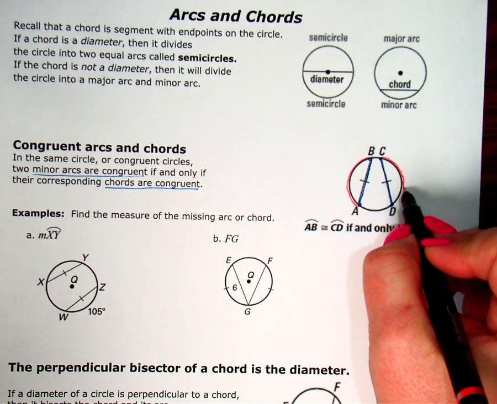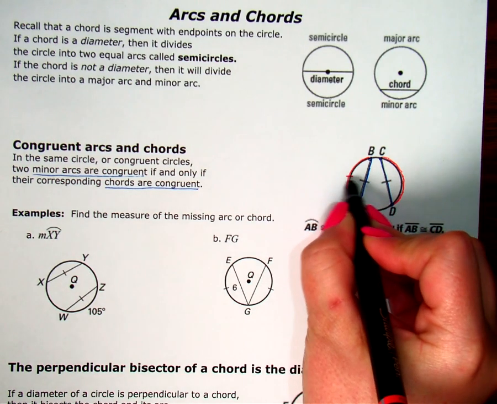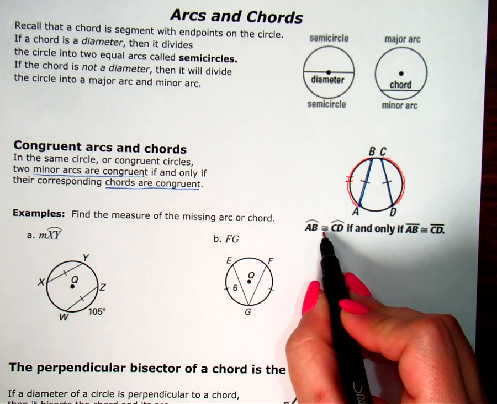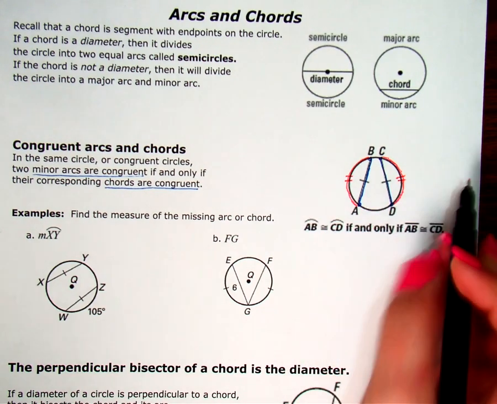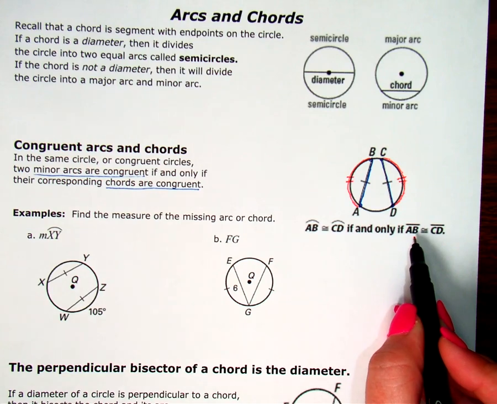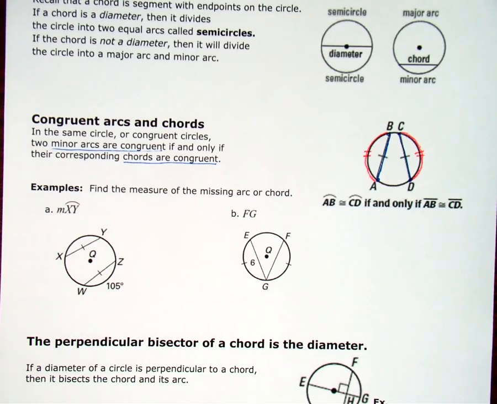So arc AB, this arc here, is going to be congruent to arc CD, that's this arc. And that's only true if the segments that connect those ends of those arcs are both also equal. Okay, so let's look at some examples.